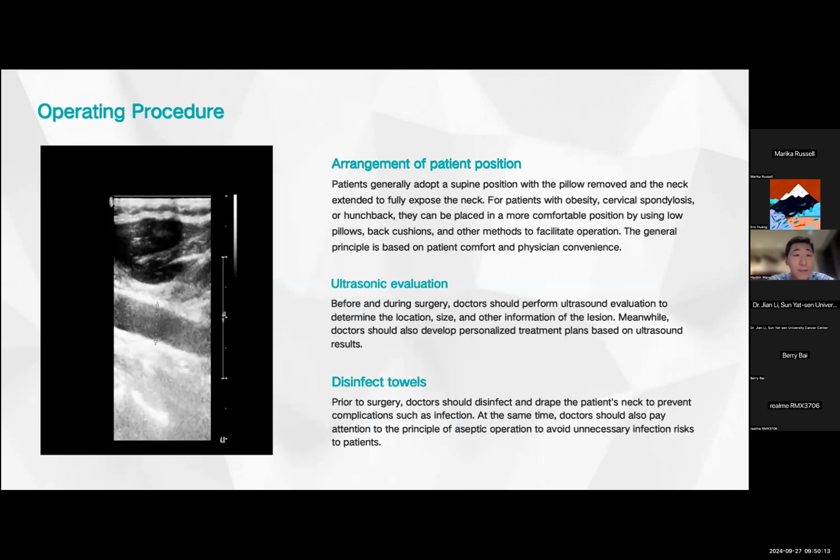Okay, the following is the operating procedure. Arrangement of patient position. Patients generally adopt the supine position with the pillow removed and the neck extended to fully expose the neck. For patients with obesity, cervical spondylosis, or hunchback, they can be placed in a more comfortable position by using low pillows, back cushions, and other methods to facilitate operation. The general principle is based on patient comfort and physician convenience.